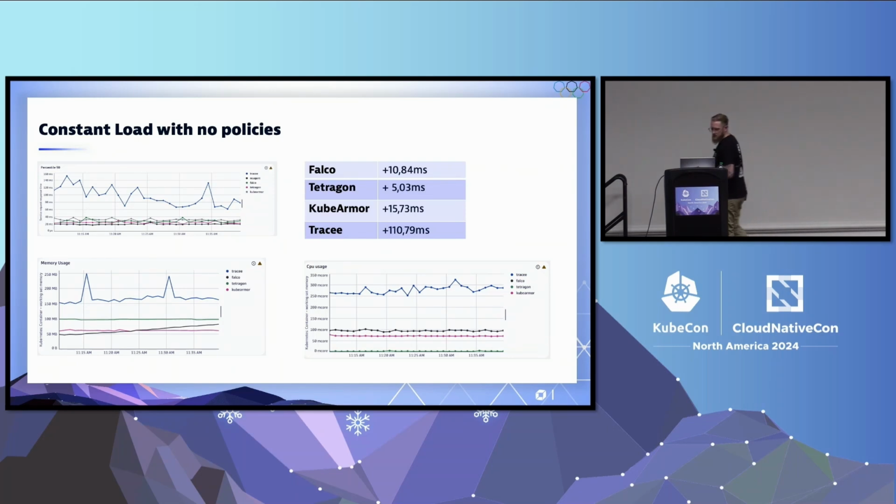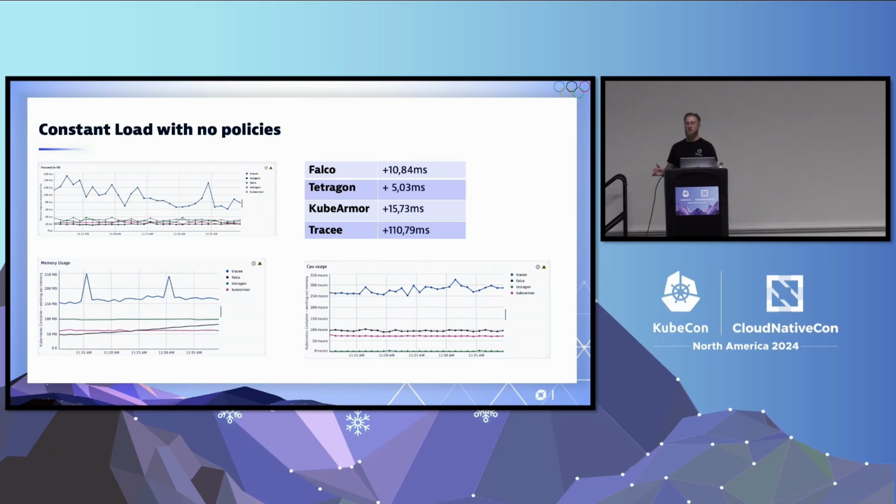So let's have a look at the results. Just a constant load of 50 users on the OpenTelemetry demo. What I discovered here is that Tetragon comes with an extra cost of 5 milliseconds, Falco is 10 milliseconds, KubeArmor 15, and Tracee 110 milliseconds.